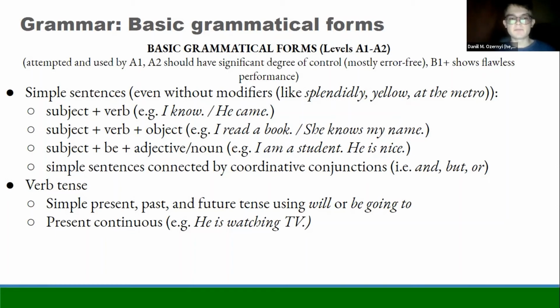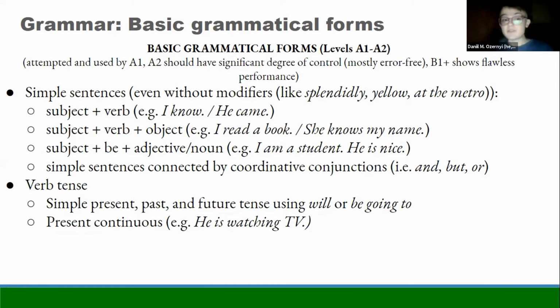Verb tense: simple present, past, future tense using will, be going to. Important, building up on what we talked about, right? So it's present simple, past simple, future simple. They have command of all three tenses. They will need to be able to express future using either will or be going to. So I either will attend a lecture on sluicing, or I am going to attend, not I will be going to. No.